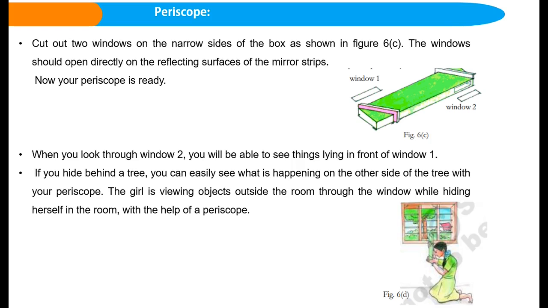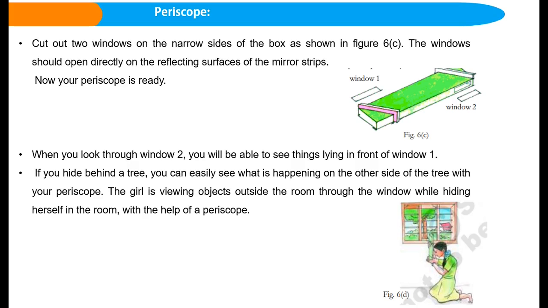Cut out 2 windows on the narrow sides of the box as shown in figure 6c. On both sides we have to make some rectangular holes, what we call mirrors. The windows should open directly on the reflecting surface of the mirror strips. So from these windows the light enters and falls on the plane mirror strips, and it reflects. In this way we have to arrange. Now our periscope is ready.